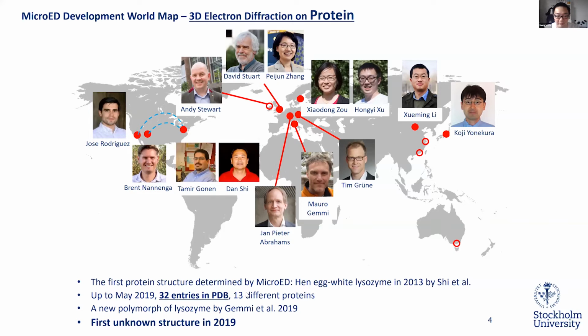So the phasing was done with 100% sequence identity homologs. There was only a new polymorph of lysozyme that was discovered by Maura Jemi in 2019. And the first unknown structure was solved by our group in 2019, last year.